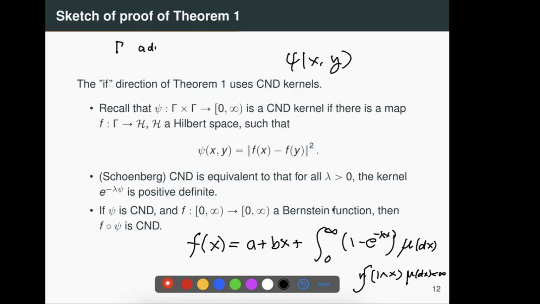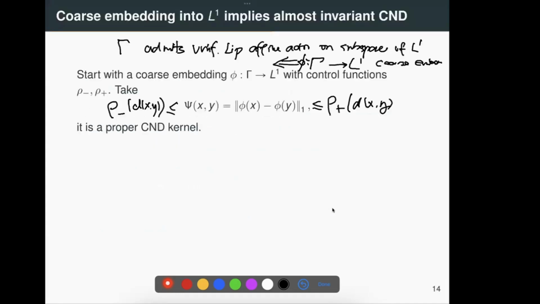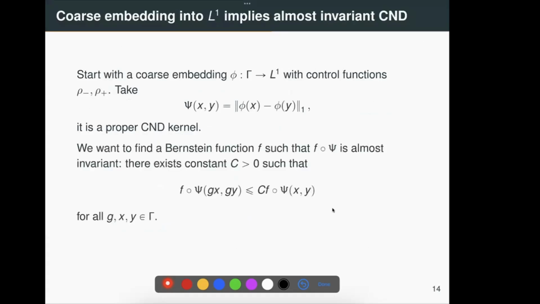So now, coming back to Vergara's theorem: if you have some CND kernel and find a Bernstein function to compose it with to make it almost invariant, then we can use that to find a proper uniformly Lipschitz affine action. That's how the proof of the first theorem goes.